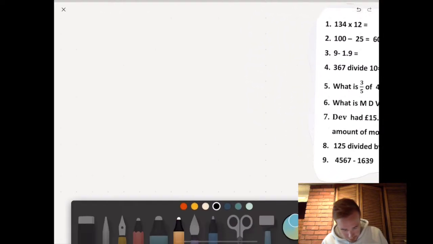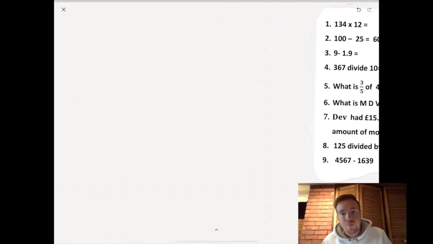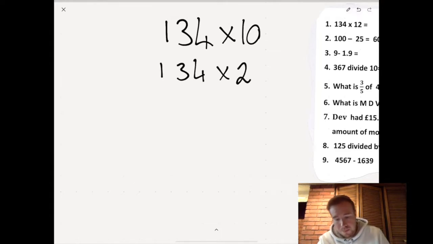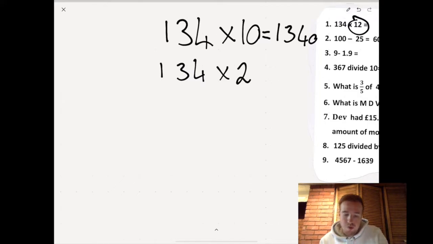Okay, so the first one is 134 times 12. I don't know my 134 times table, so what I do is partition it. So I do 134 times 10, and then 134 times 2. Okay, so I've partitioned that 12 off. So 134 times 10 is 1,340, because you move everything one place value column to the left. 134 times 2, well, that's 268.